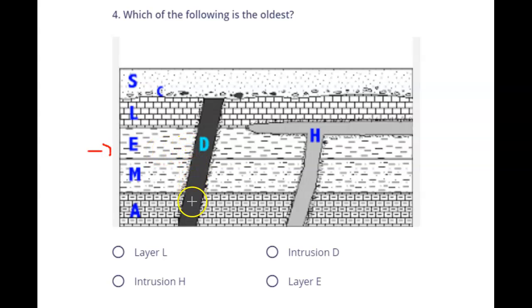But the next thing is that D goes through these both, and H also goes through E. So based upon our rule, an intrusion is always younger than any layer they go through. I know it can't be D or H. This one here, it would be layer E. And it can't be L because L is on top of E.